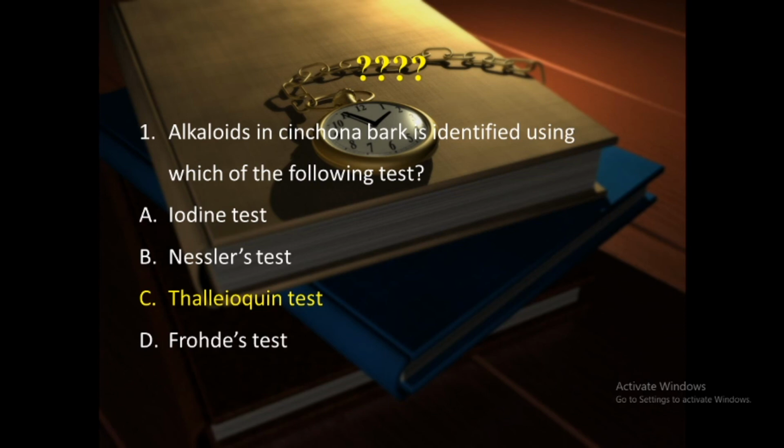Just see the question which has appeared in a previous year GPAT examination. The alkaloids in Cinchona bark are identified using which of the following tests? So this is a simple question. The alkaloids in Cinchona bark are identified using the thalleioquin test, right? So the iodine test, Nessler's test and Froehde's test, these are not correct answers. The correct answer is the thalleioquin test, used for the identification of alkaloids in Cinchona bark.